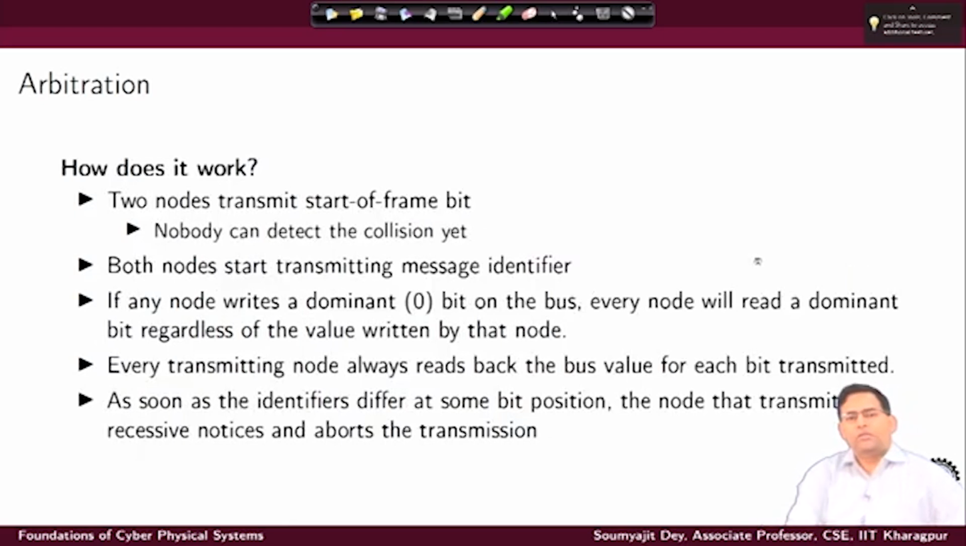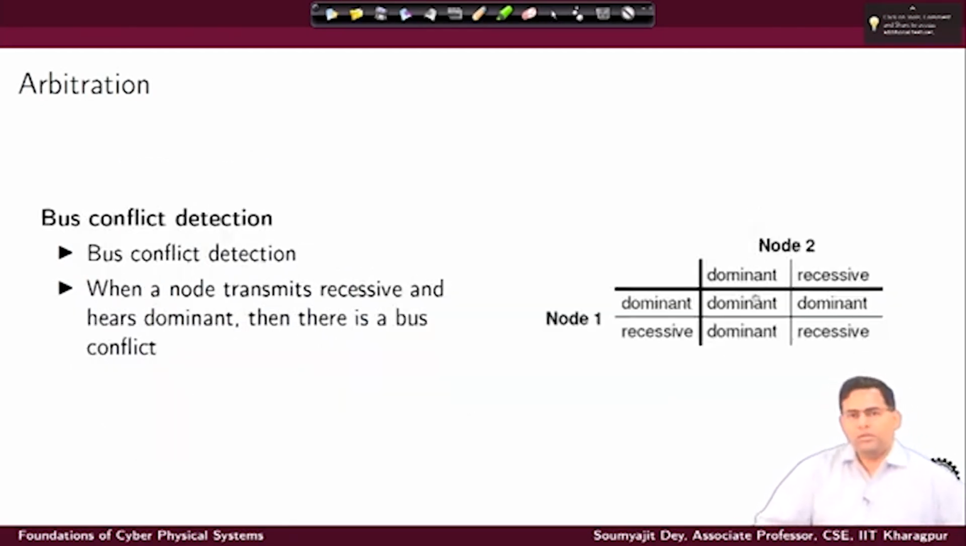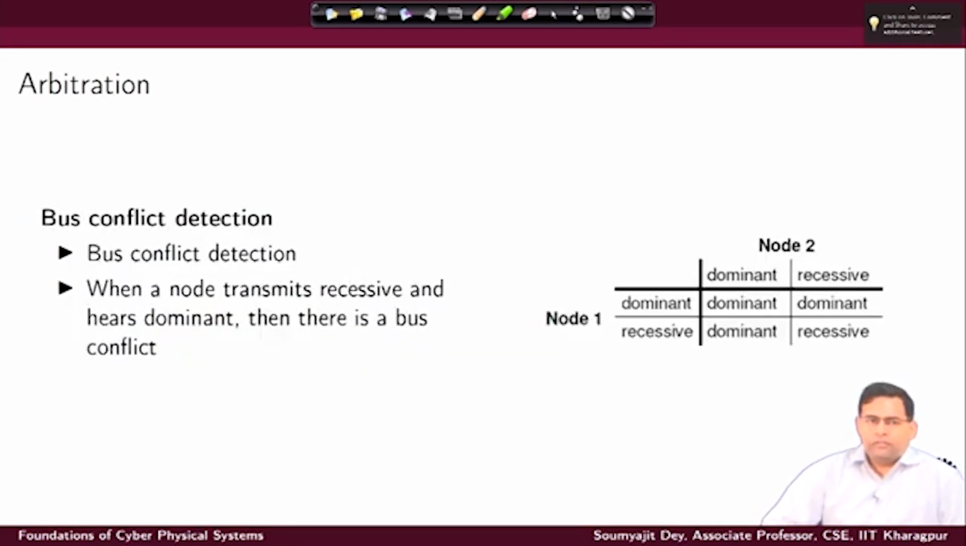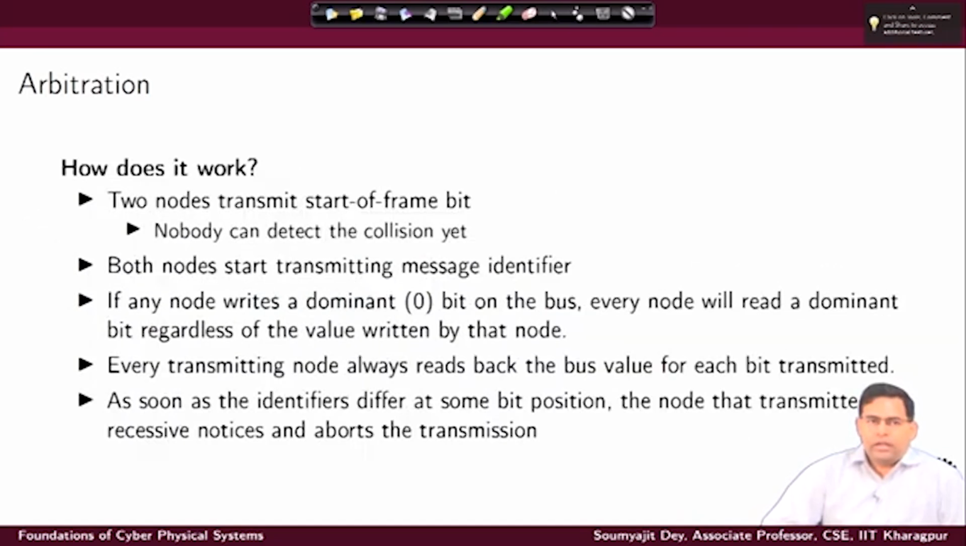So how does this really work? First of all, I hope we have been clear that the way the scheme is designed, the way we have set the dominant and the recessive bits, it is logically implementing kind of an AND connection without really having any digital infrastructure or anything, right? So that's a nice thing about CAN.